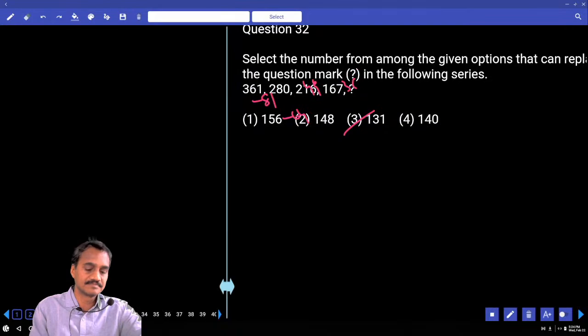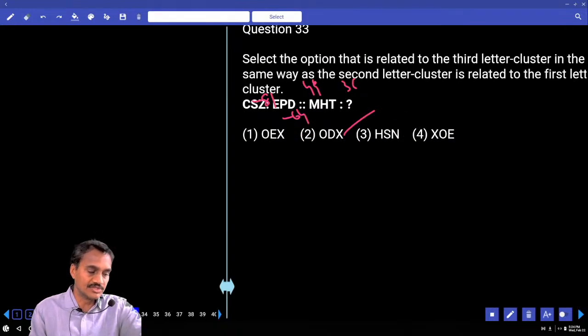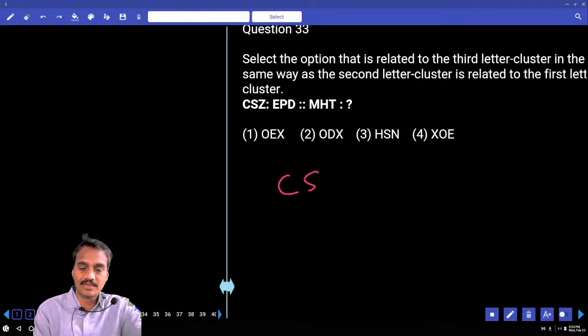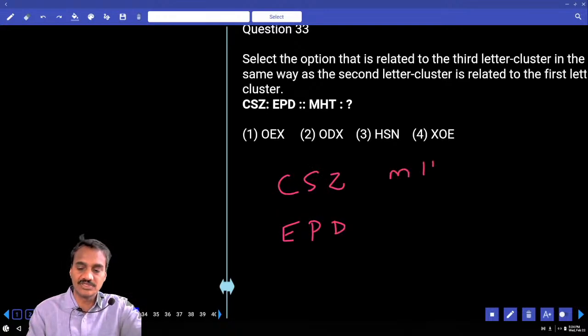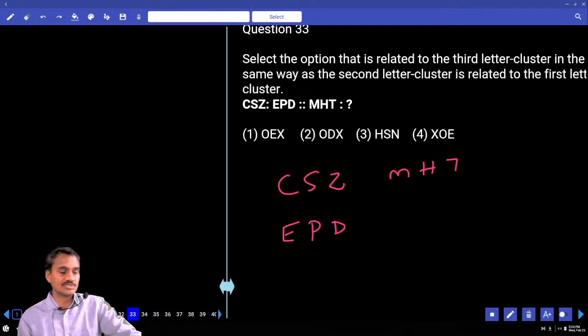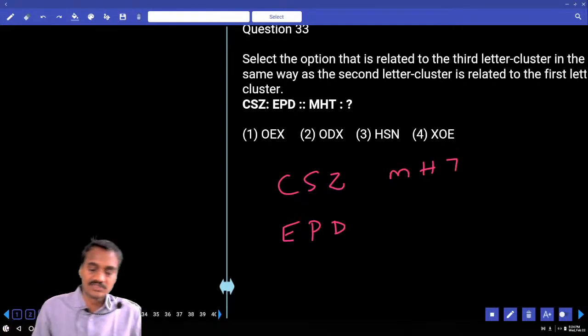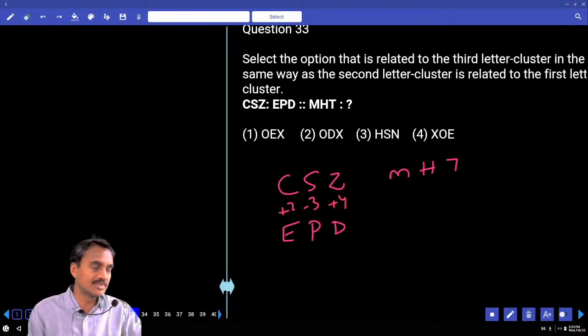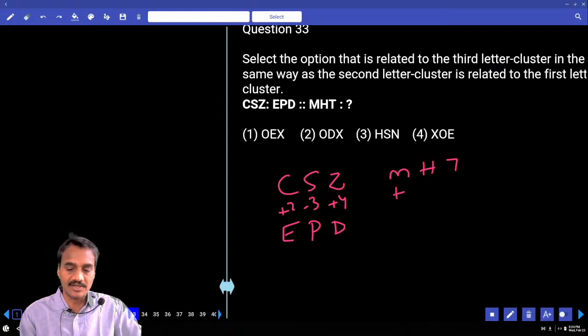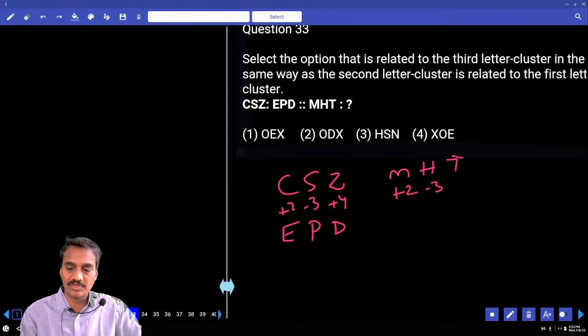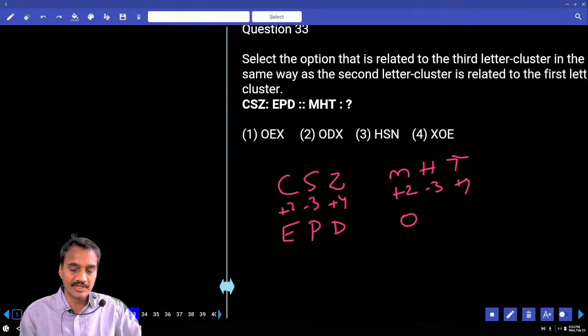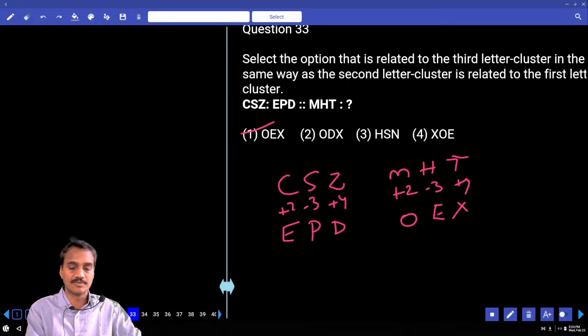Choice 3, question 32. Then 33. Now here it is based on letter analogy, CSZ and EPD, and in the same way MHD, then what should be the next one? Now C and E, what is the difference we have? Plus 2. S and P, minus 3. Z and D, plus 4. Plus 2, minus 3, plus 4. And here again plus 2, minus 3 and plus 4. Then M plus 2 is O, H minus 3 is E, T plus 4 is X. OEX, choice 1, question number 33.